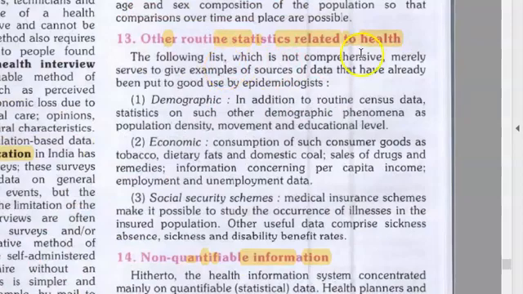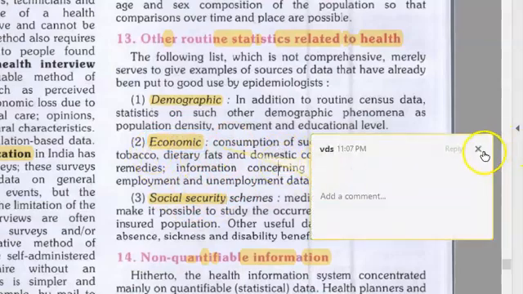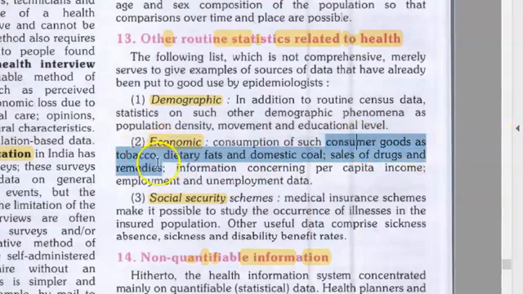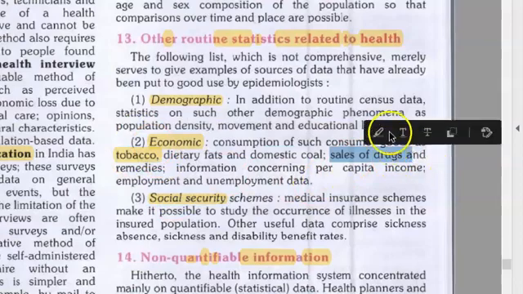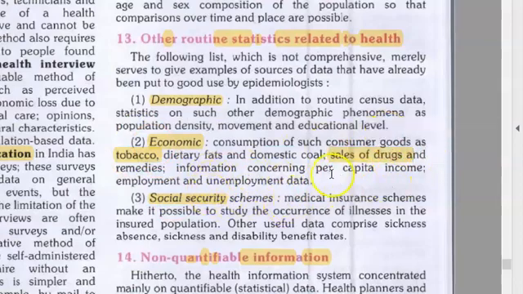Other routine statistics related to health. So demographic, economic and social. Isn't this so similar to that census, economic, social, etc.? What will you maintain here? Consumer goods. What is this? Consumer goods such as tobacco, consumption of tobacco, sale of drugs, per capita income information, then social security schemes, demographic, population density, education level. What is this? Just some other statistics.